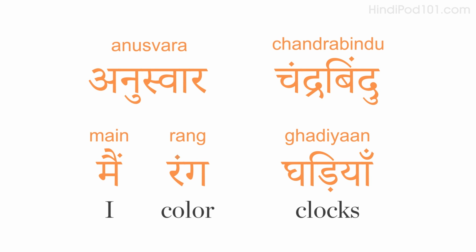Let's check out the word for color, rang. Here the Anuswar makes it sound like the ng in the English word song. The Chandra Bindu is no different than the Anuswar, and it works very similarly to it by nasalizing the vowel above which it is placed. For example, clocks, ghadiyan. Here, the Chandrabindu can be seen above the last vowel, a.